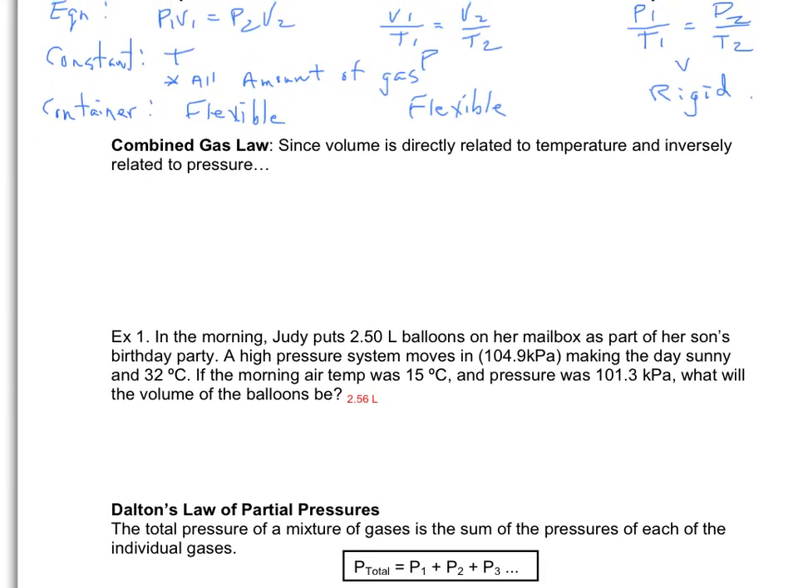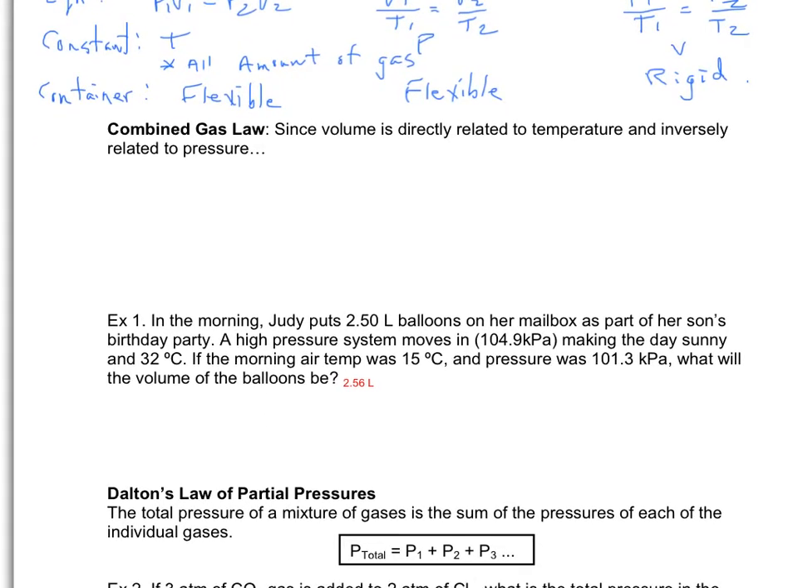Let's derive it in the space below. Volume is directly related to temperature. That was given to us through Charles's law, so V varies with T. Now, volume and pressure are inversely related. That's Boyle's law. So volume and pressure need to be in different spots. Because we have volume in the numerator, we'll put pressure in the denominator on the opposite side.